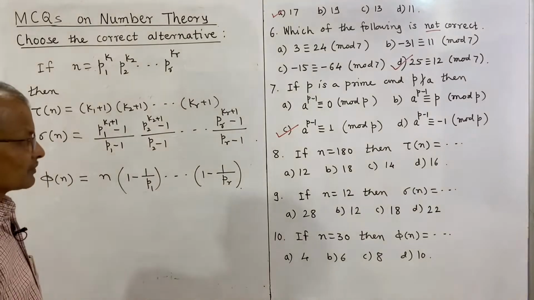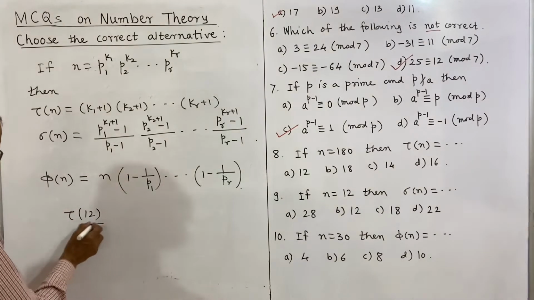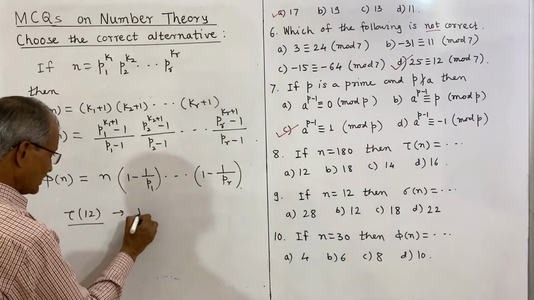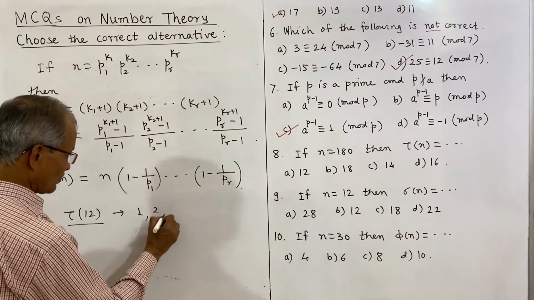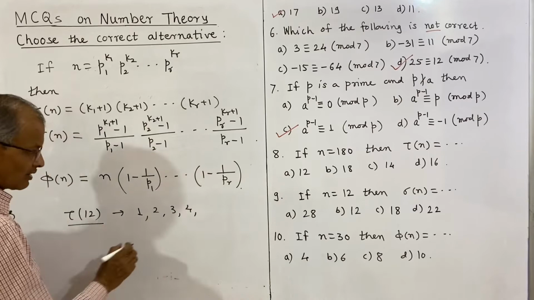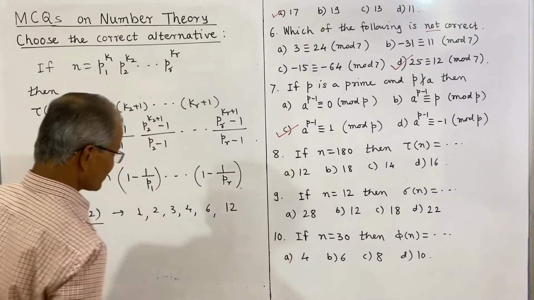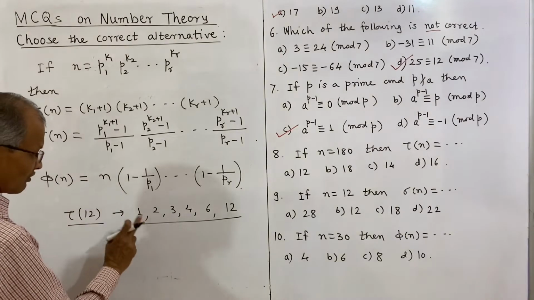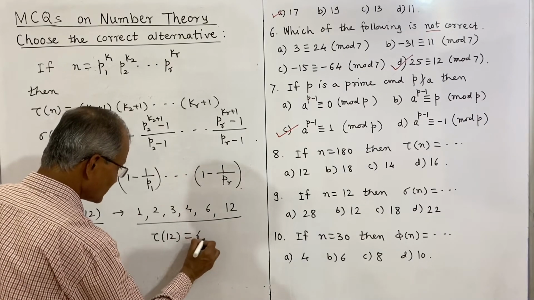Now what if you consider tau 12? This means the number of positive divisors of 12. 1 is a divisor of every integer, so 1 will always be there. So this is 1, then 2, 3, 4. 5 is not a divisor of 12, 6 is a divisor of 12, and further 7, 8, 9, 10, 11 are not divisors, but 12 is also a divisor. These are the positive divisors of 12, and we count them: 1, 2, 3, 4, 5, 6. That means tau 12 is equal to 6.